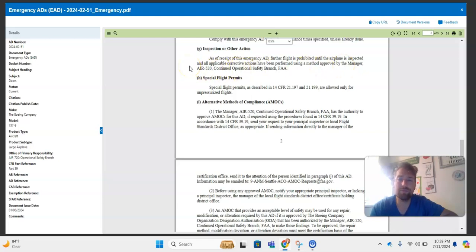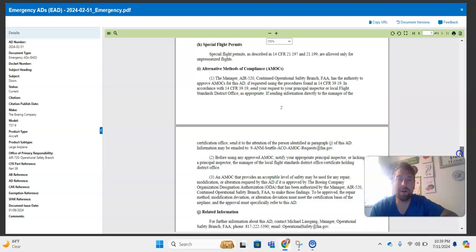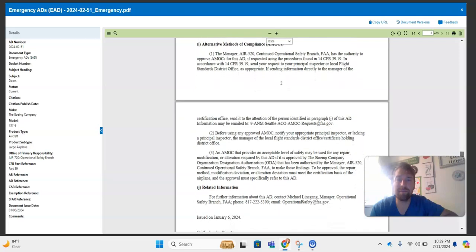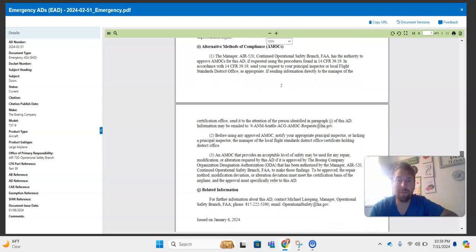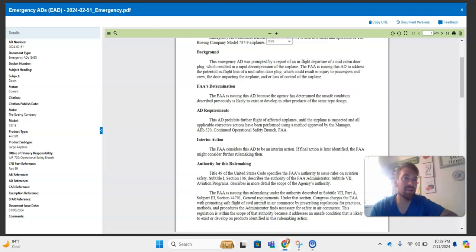Gotcha. They're still in the middle of an investigation with the FAA. They just want to ground all the planes that are affected temporarily. They also mention the alternative methods of compliance. So, yeah, that's essentially an airworthiness directive in a nutshell right there, right?